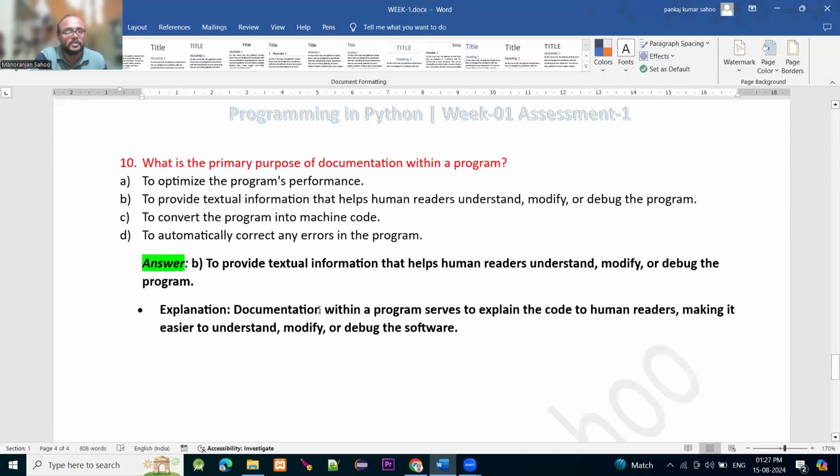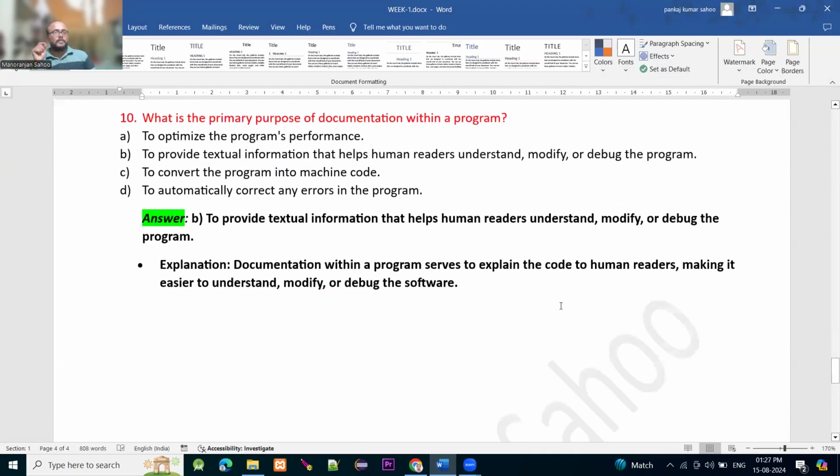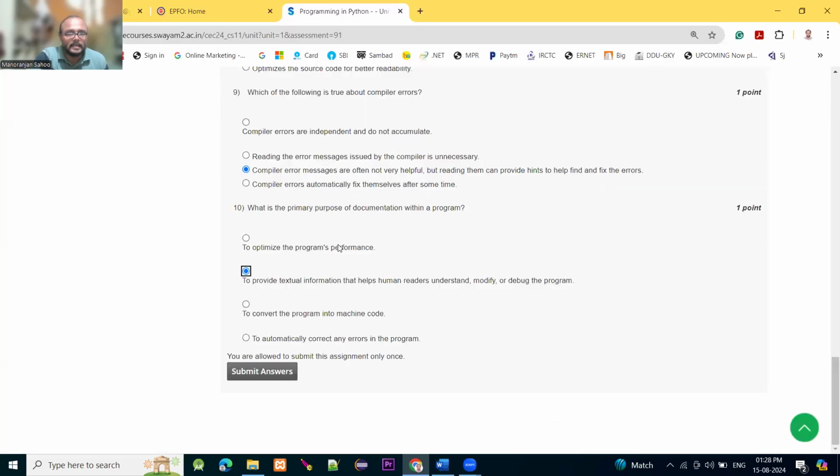Question number 10, B, because documentation within a program serves to explain the code to human readers, making it easier to understand, modify and debug the software. Okay, what is debugging? Debugging is the process by which you can know the state of where the errors are located. So here question number 10, option B is the right answer.